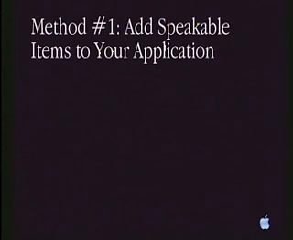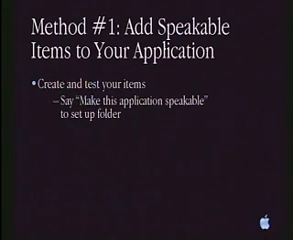Okay, let's talk about method 1 in a little more depth. And this is using the Speakable Items application. So the first thing, as I mentioned, you want to create a number of items. You can easily do this by bringing your application to the foreground and speaking the command, make this application speakable. That creates a folder in the Speakable Items directory, as Kim showed you earlier, inside that application Speakable Items folder. And then you can begin adding your items as he showed you.